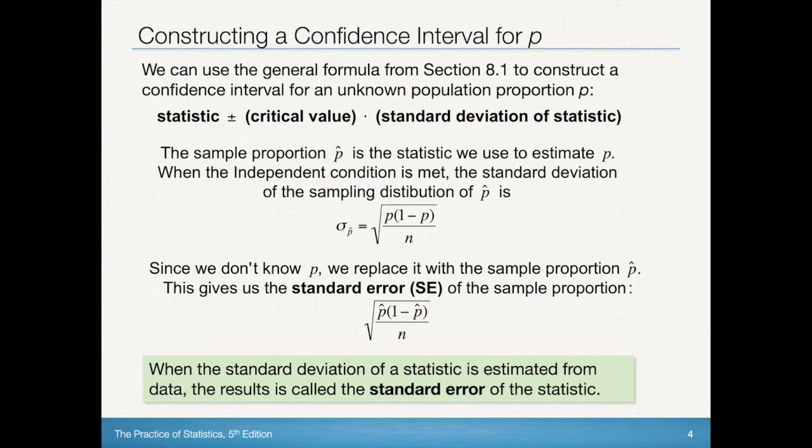We're going to replace p with p hat so that we can calculate a standard deviation with the square root of p hat times 1 minus p hat, all divided by n, but we can't call that the standard deviation of the statistic anymore because we're no longer using the population parameter p. So we need a new term to describe this, and we're going to call this thing the standard error. So standard deviation is when we use the population parameter. Standard error is if we have to estimate the population parameter with the sample proportion, in this case, p hat.